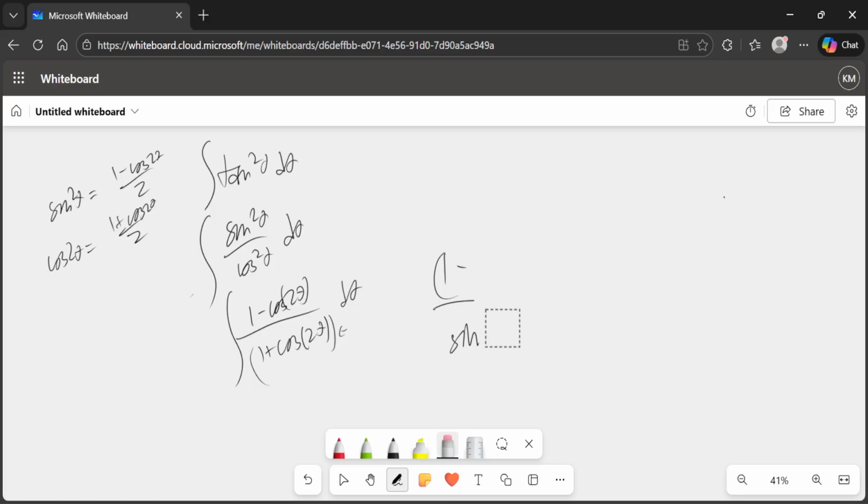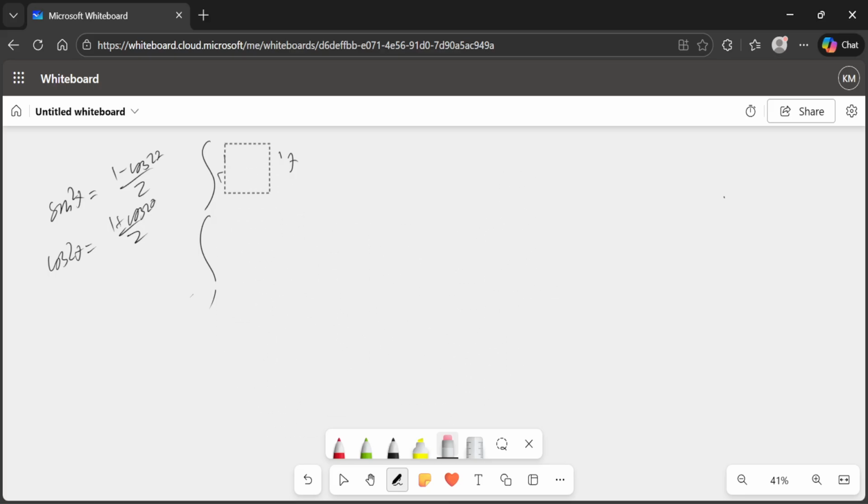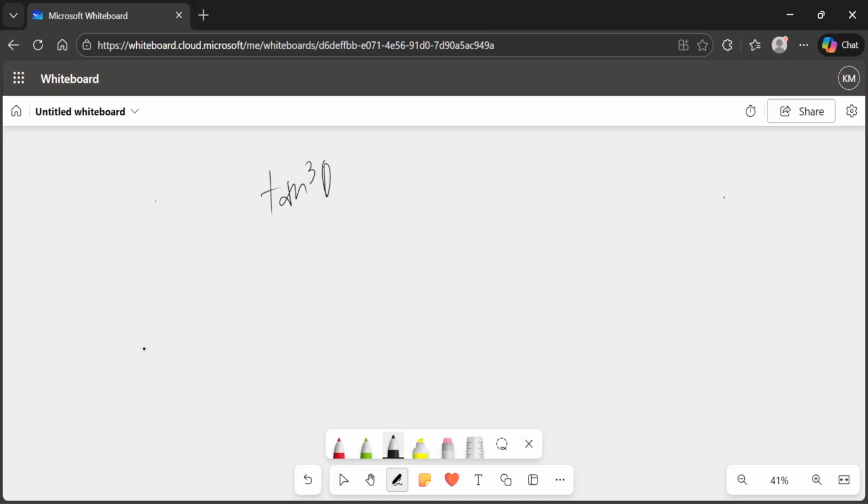So you could just use secant squared minus 1 at the end. That's the way you're supposed to do it. I was just curious if this worked. I don't think it does. Maybe it does, maybe it doesn't. Maybe I didn't do it right, but that's fine because that's not the best way to do it anyways.